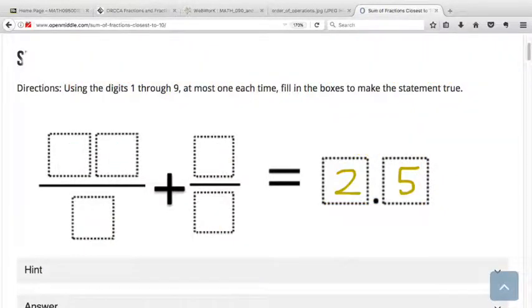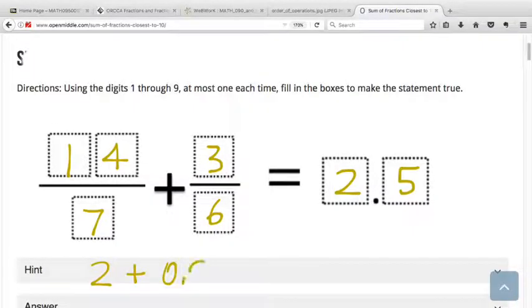For the 2.5 team, what was the rest of your problem on the left? 14 over 7. And 3 over 6. All right, let's double check. 1, 2, 3, 4, 5, 6, 7. So again, consecutive digits from 1 through 7, no repeats. Great. And 14 over 7, 2, 3 over 6, 0.5, 2.5. That works. And I won't rehash the fraction arithmetic with this example.